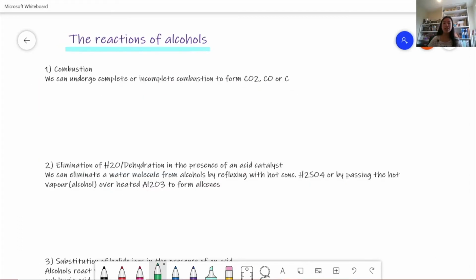Now we're going to talk about the reactions of alcohols. So the first one we're going to look at is combustion, and we can undergo complete or incomplete combustion to form carbon dioxide, carbon monoxide, or carbon. And remember that complete combustion is when we have an excess of oxygen, and incomplete combustion is when we have a lack of oxygen. So for example, if we used some ethanol, C2H5OH, which is a liquid, and we combust it with oxygen, and say we want to form carbon dioxide and water. So this would be our complete combustion reaction.